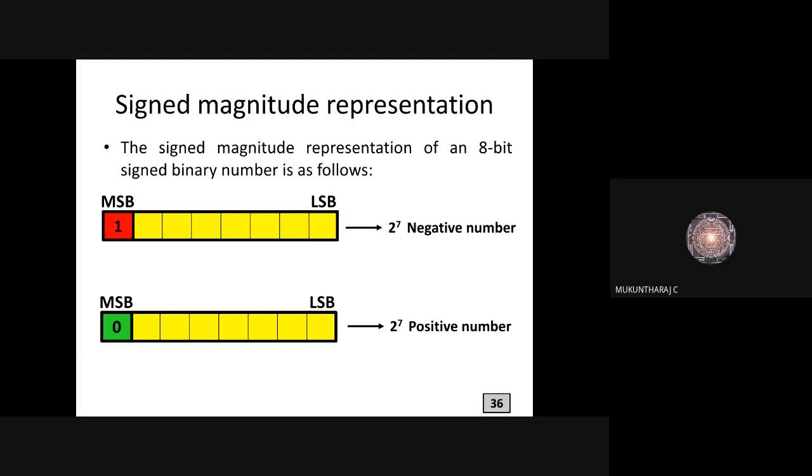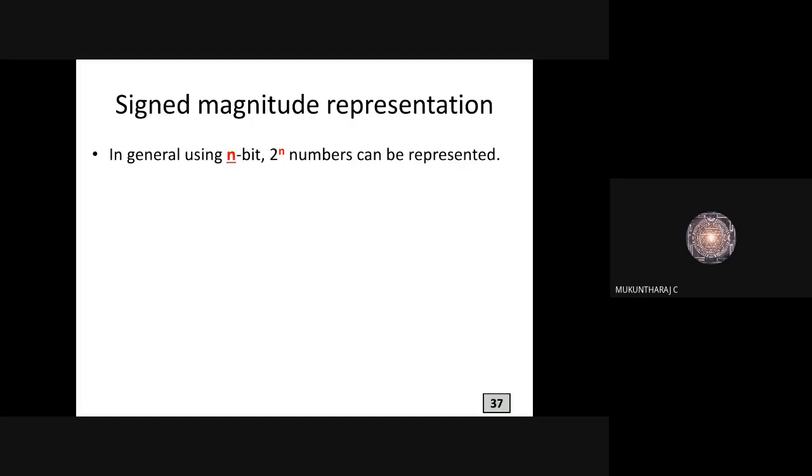256 numbers I can represent. Out of that, 128 numbers are negative numbers. The remaining 128 numbers are positive numbers. We'll see how. So in general, using n bits, 2 to the power n numbers can be represented.